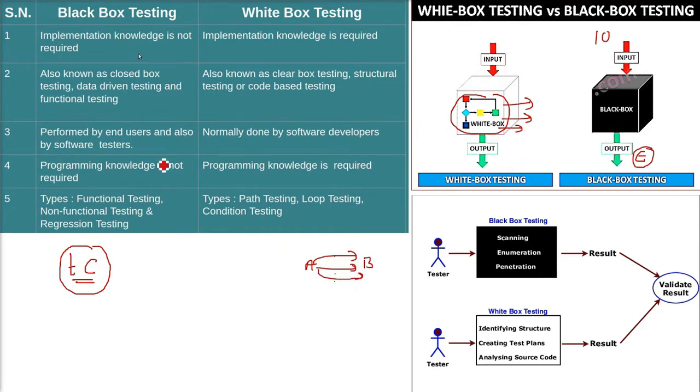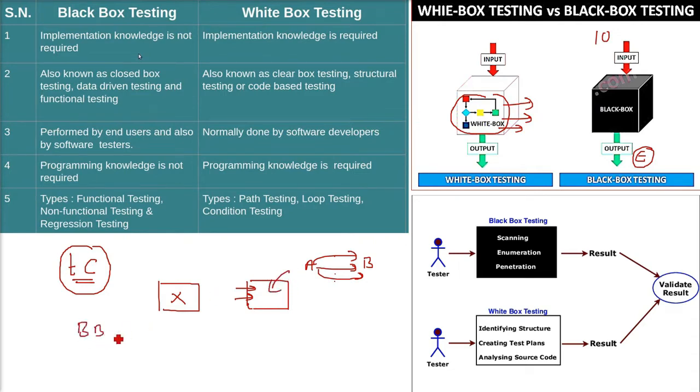So in black box testing, implementation knowledge is not required for whoever is doing the black box testing. There is no requirement to know what is inside. In white box testing or test case design, the implementation knowledge of the software or the product is required. All the control structures, the architectural design, everything.